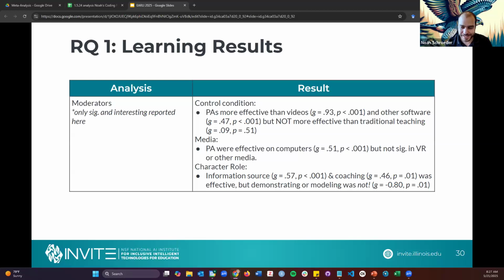So moving on to media, we found that they were more effective when they were used on computers compared to other media, but they were not significantly more effective than other conditions when used in VR. And VR is a really interesting use case. We're going to talk about it on the next slide a little bit.